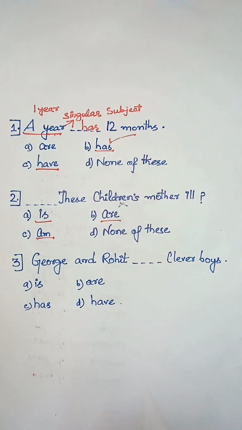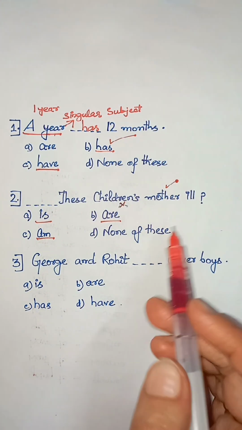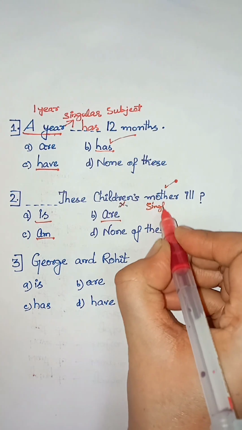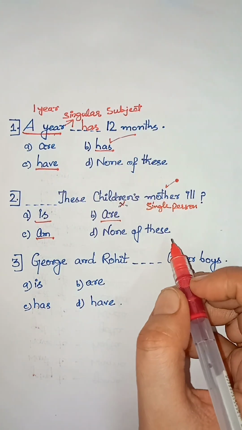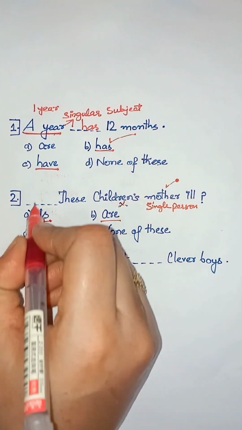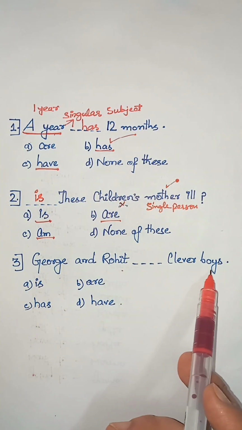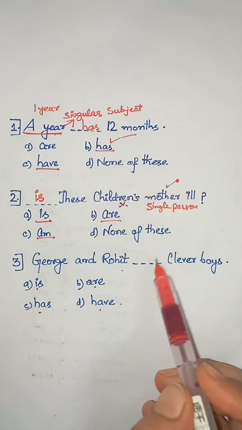So, here we aren't talking about children, we are talking about the mother, and that's a single person, singular. So, you're gonna use a singular verb here. So, the singular verb is is. So, guys, do this one and let me know in the comment section.